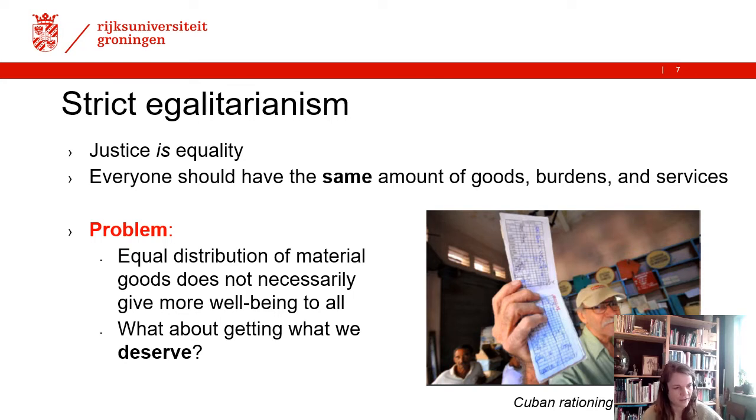But you can also think of tax systems that are proportional or arranged in a way to distribute or redistribute goods, that this is also a way to at least approach this ideal of a strict egalitarian distribution of goods.